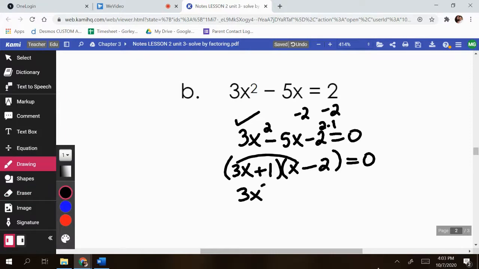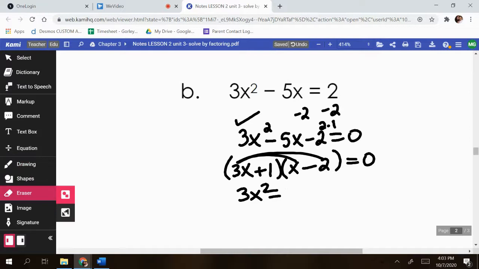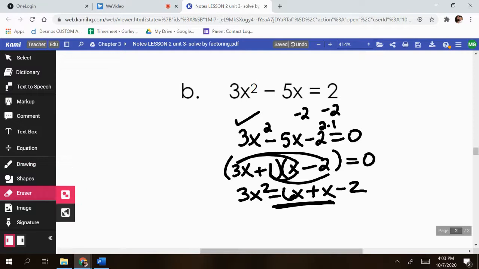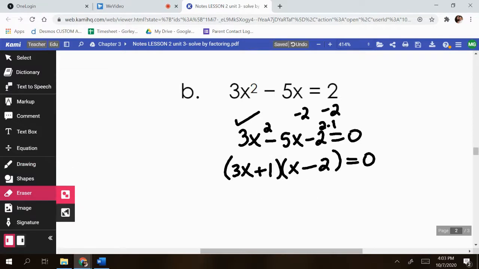First times first is 3x squared. Outer times outers, -6x. Inner times inner is x. And last times last is -2. And this would combine in the middle to give me -5x. Okay, so that time that worked. Awesome. Now let's set each factor equal to 0 so we can solve.